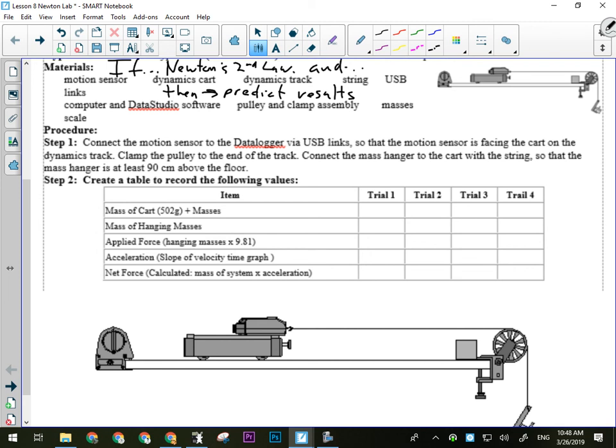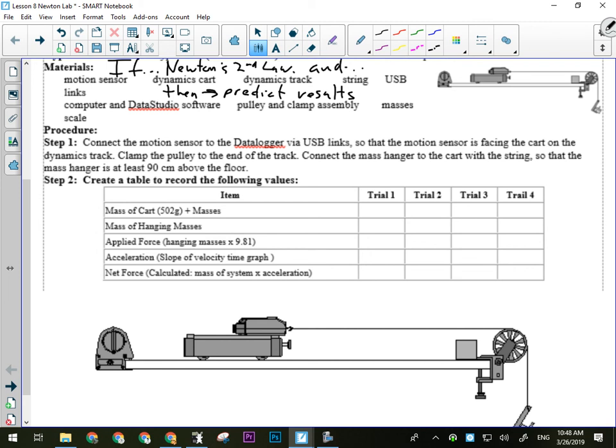Theoretically, net force and applied force should be the same. Are they going to be? No, they're not. They're going to be close, but they're not going to be exactly the same because there are going to be forces that we haven't taken into account. We're going to do our best to take them into account, but they're still going to be there and they're still going to have some effect on the experiment.